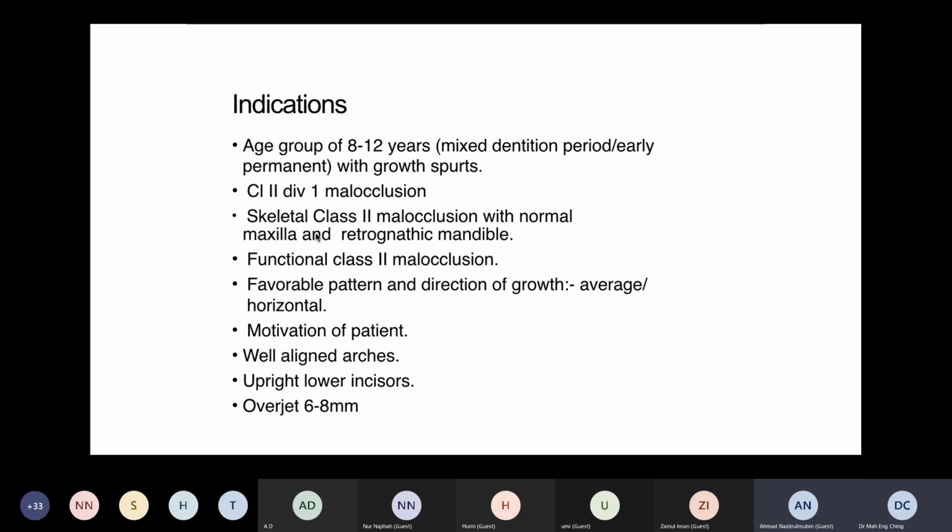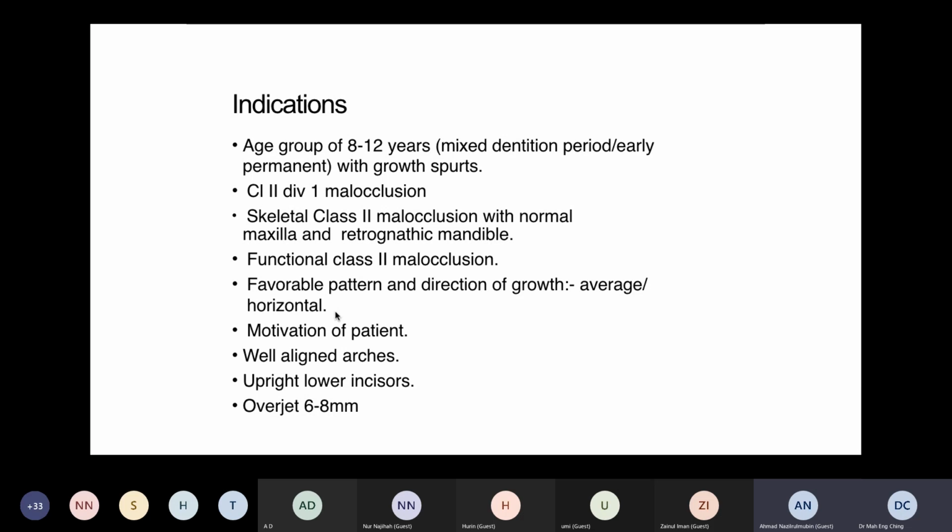That's why the maxilla should be the normal size and length. So mainly we target the mandible for this functional appliance. And functional class 2 malocclusion, again, the top teeth stick out a little bit. And a favorable pattern of direction of growth, average and horizontal. So this one is not aggressive growth, and patients have to have an average or favorable pattern. And motivation of the patients, very important.